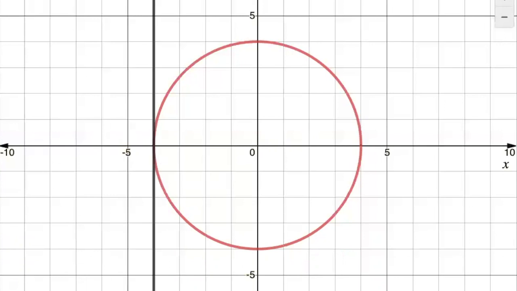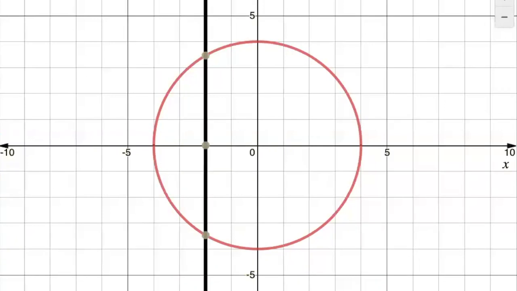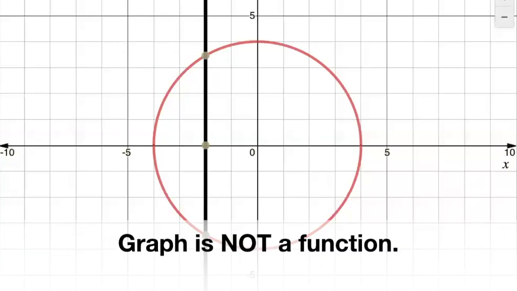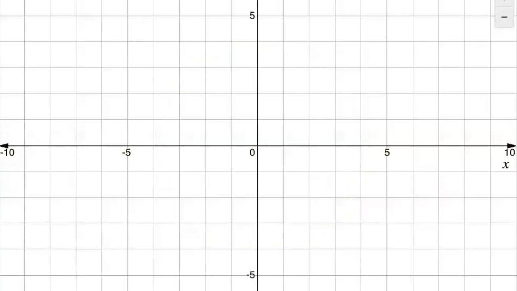So you can see I'm moving the black vertical line nearer to the graph, and when I stop and find a place where it intersects in 2 points, such as you're seeing here, immediately this cannot be a function. It should make sense to you that no matter how big or small the circle is, it will never be a function. Let's look at a couple other examples to make sure you have the idea.